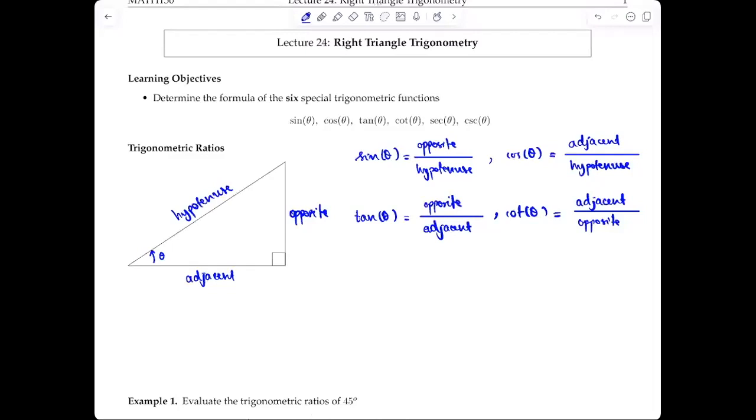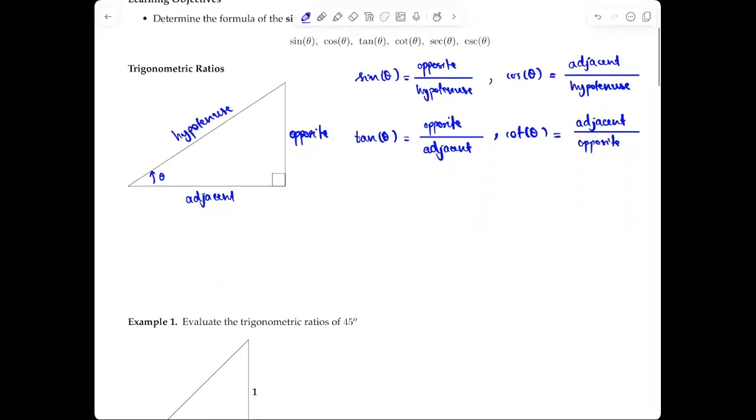In addition to this type of ratio that depends on the sides of the right triangle, there are formulas that you can use to calculate tangent of theta and cotangent of theta depending on sine and cosine functions. Because tangent of theta is opposite over adjacent, you can divide the top and bottom by the hypotenuse, and you will obtain sine and cosine functions. So an alternative formula for tangent of theta is sine of theta over cosine of theta. For cotangent of theta, instead of adjacent over opposite, you can again divide the adjacent and the opposite by the hypotenuse, and you will obtain cosine of theta over sine of theta.